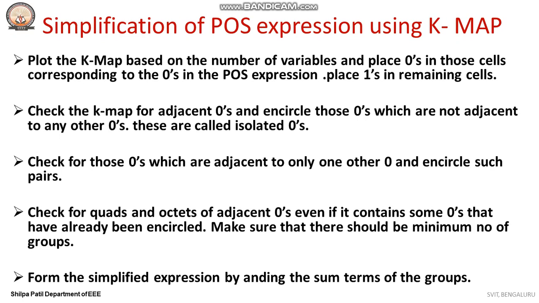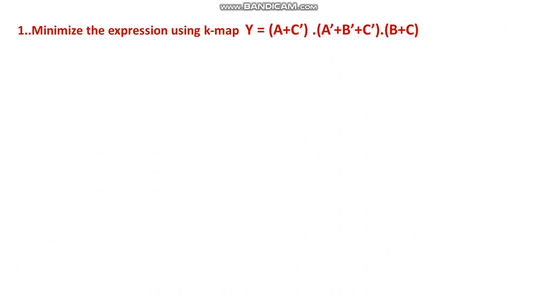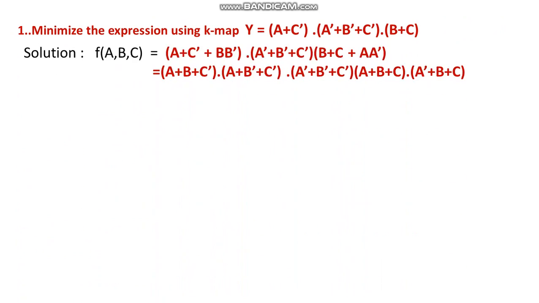So we will take an example here, right? Minimize a given expression using K map. Y is equal to (A plus C bar) ANDed with (A bar plus B bar plus C bar) ANDed with (B plus C). Right, students? Okay. Here, this is a POS expression, and this expression is not in a canonical form. Okay. So how many variables are there here? Three variables, right? But all the sum terms do not have all the variables. So I should bring this into a canonical form, right?